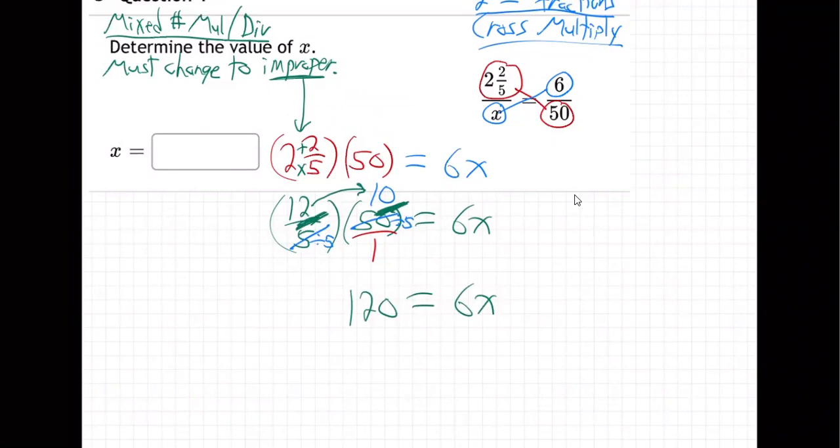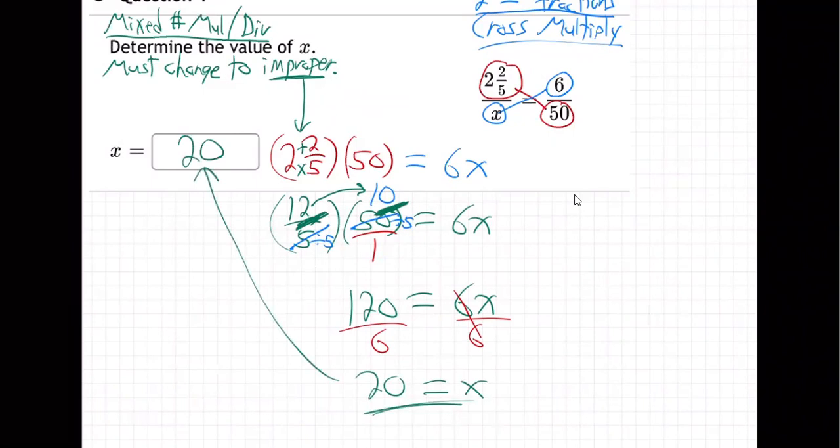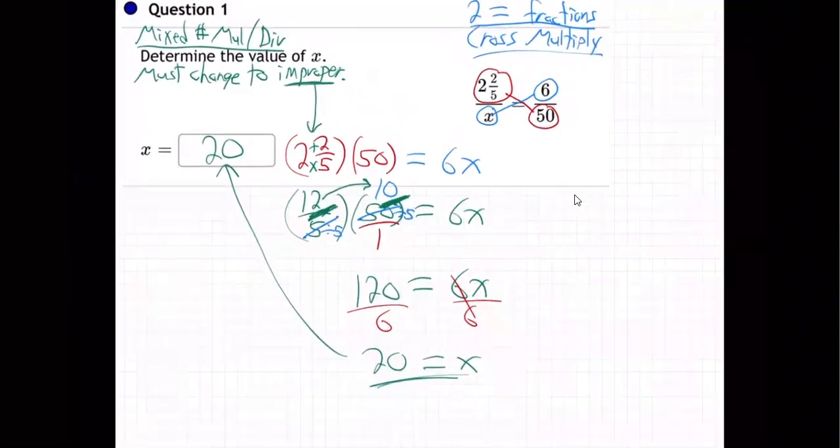And then what do we do to finish solving for the x there? You divide it by the 6. There it is. Divide it by the 6. And that is 20. So our answer is 20. We got it. Does that make sense? Questions on that one? You good with all those steps?